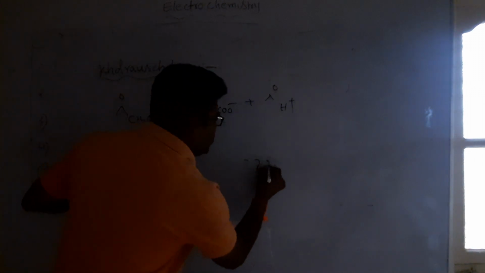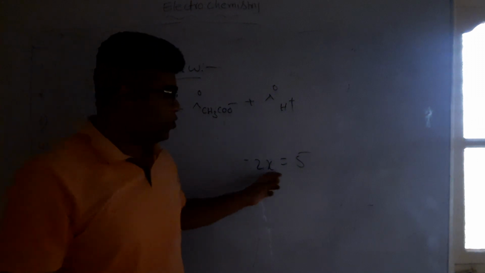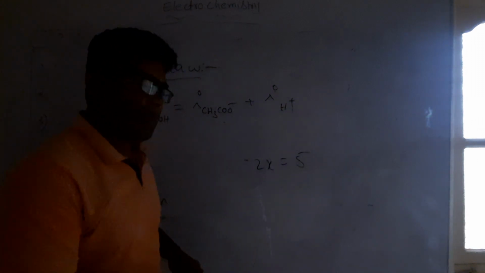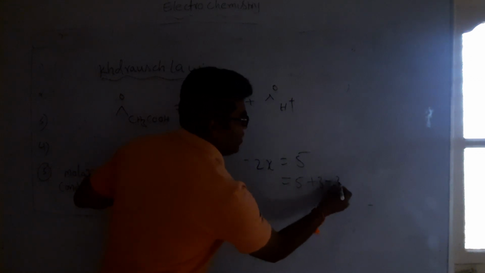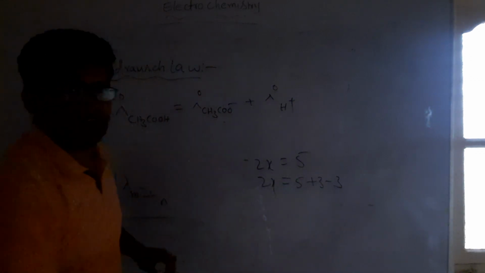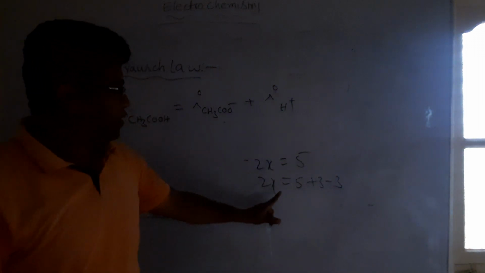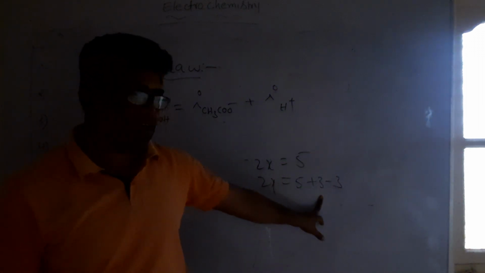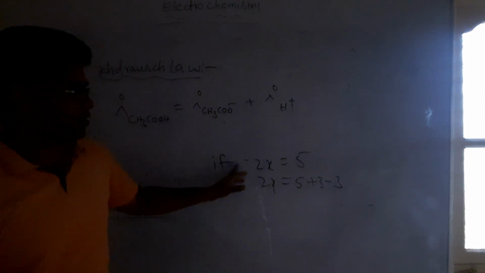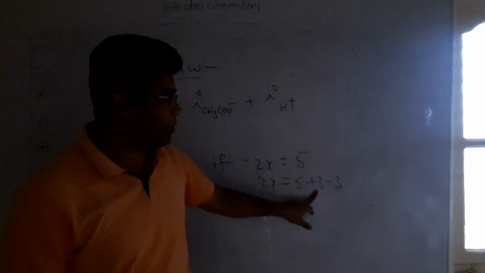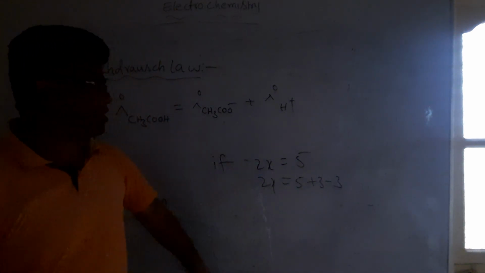Suppose 2x equals 5. Generally, assume like that. Now 5 plus 3 minus 3, we can write like this also. 2x equals 5 is also equal to 2x equals 5 plus 3 minus 3. Nothing wrong, both are the same.